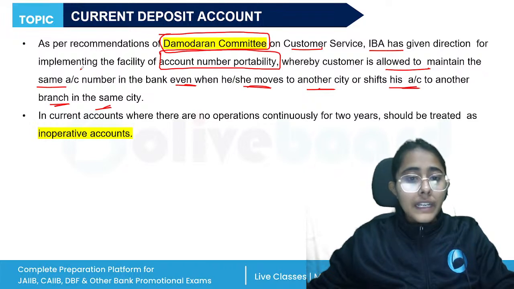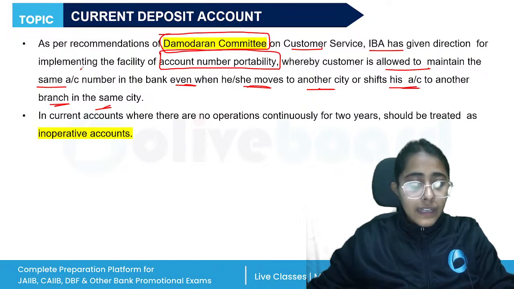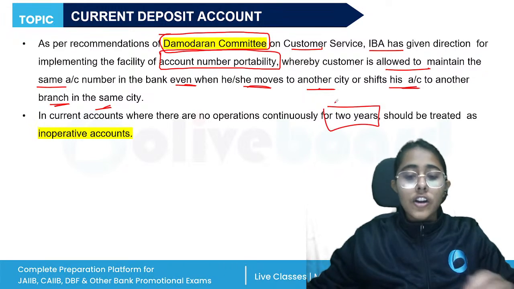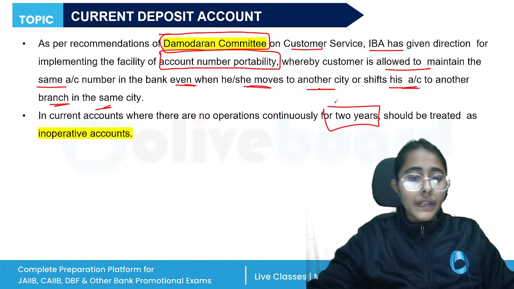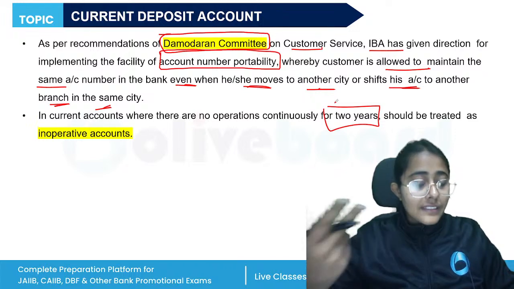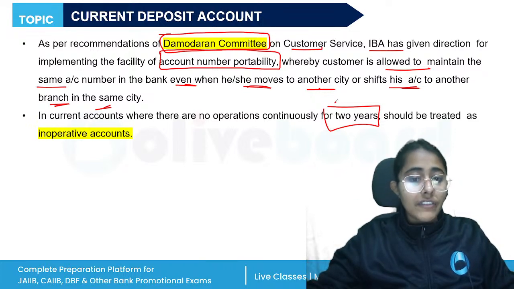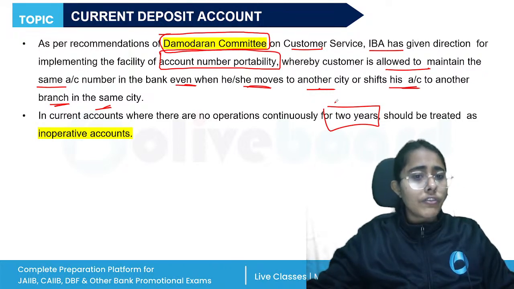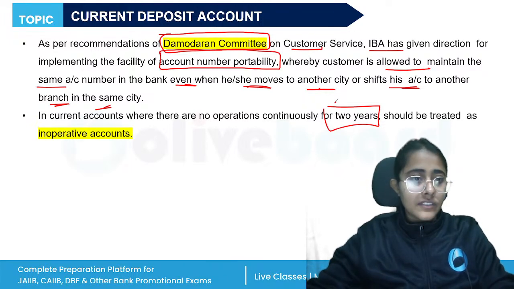Regarding the inoperative accounts, in current accounts where there are no operations for continuously 2 years, such accounts should be treated as inoperative accounts. And then the banks recover the incidental charges every half year to the debit of the inoperative accounts. It can also later be made operative if the bank is satisfied with the reason for the non-operation. There are reasons for the closure of the current account as well.